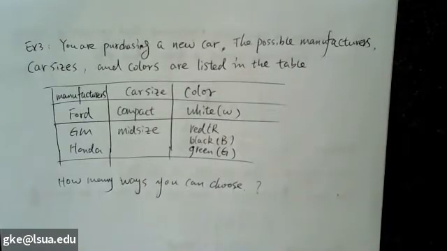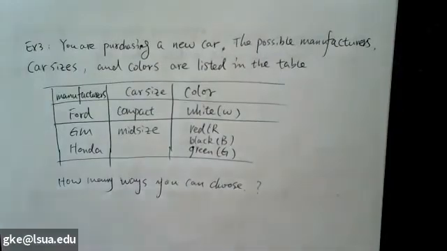You get it? You tell me the answer. Let me check the answer. How many? 7. No, you made a mistake. 24. You're right. You're clever. 3 times 2 times 4. Yeah, that's it.